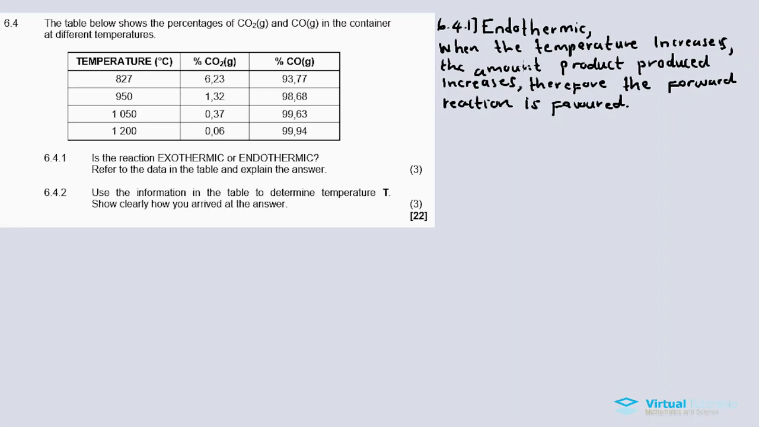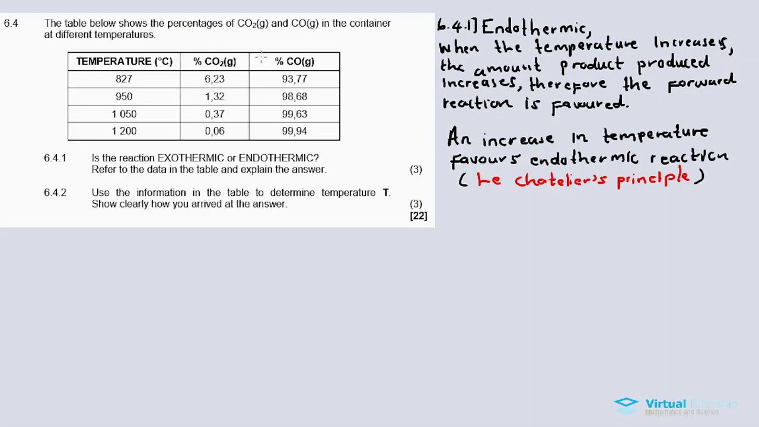Use the table and provide a reason. When the temperature increases, the amount of the product produced increases. Therefore, the forward reaction is favored, right? It's obvious, it's an observation we get from the table. Let's add the reason. An increase in temperature favors the endothermic reaction. So therefore, more products will be formed because of the forward reaction in the endothermic reaction, right?